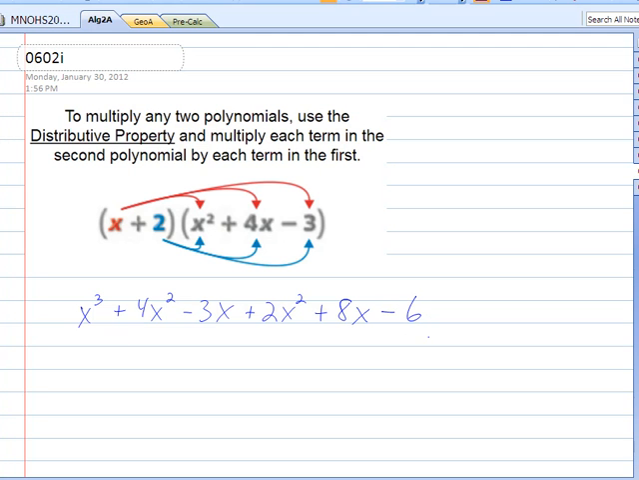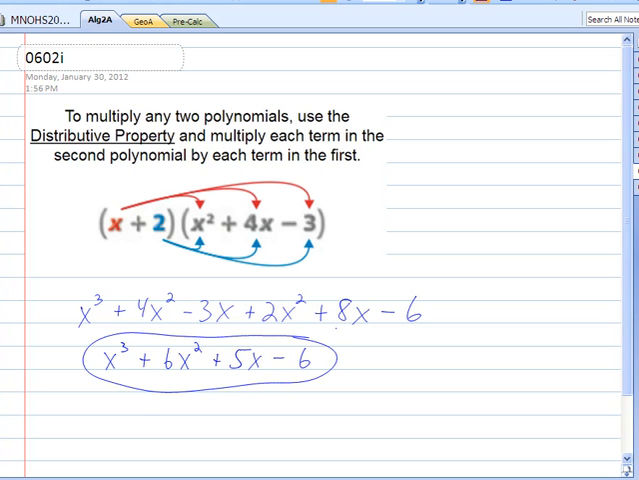Now notice I have some like terms. The x cubed is by itself. I have a couple of x squareds, 4x squared and 2x squared will give me plus 6x squared. Minus 3x plus 8x will give me plus 5x. And I have a minus 6. So that is my completed answer there.